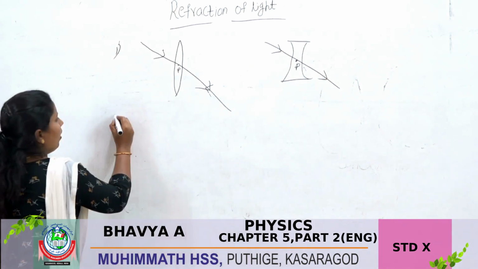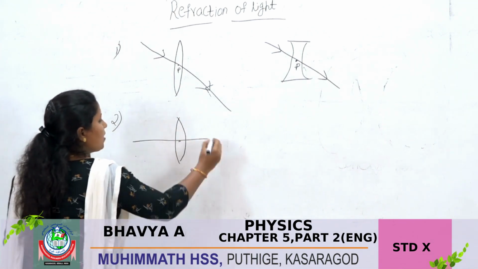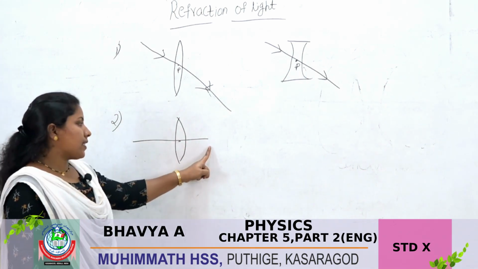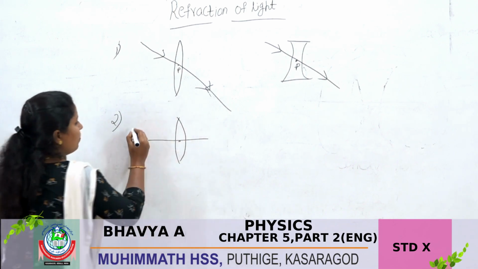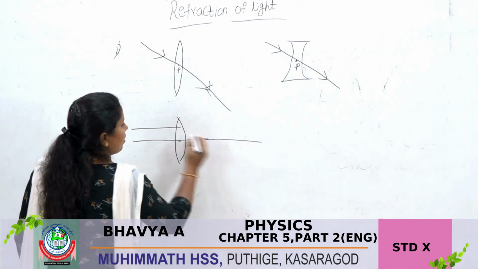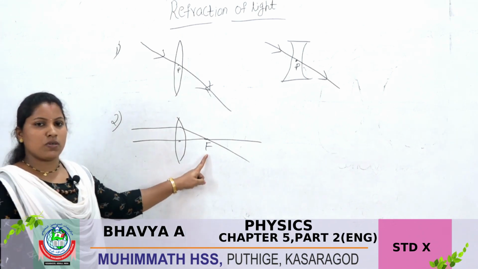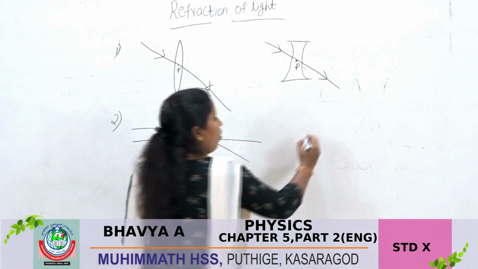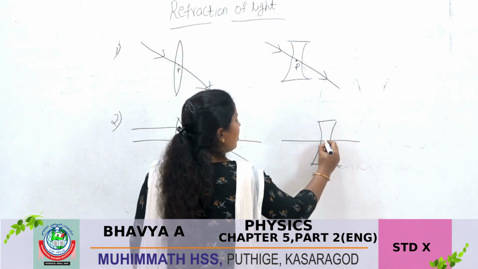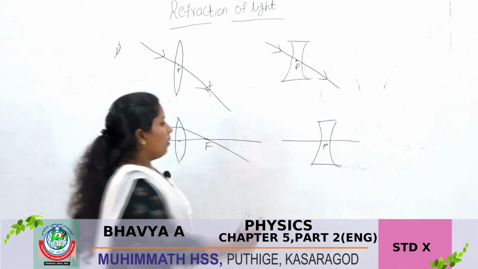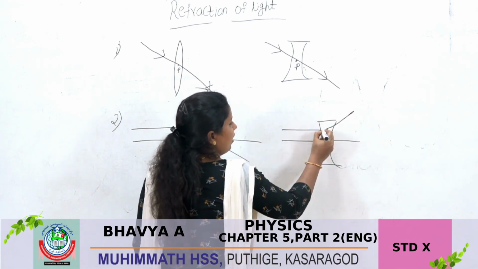Next, second rule: when a ray of light falls parallel to the principal axis, after refraction it passes through a focus. In a concave lens also, when a ray of light passes parallel to the principal axis, what happens here also? After refraction it comes into a focus.